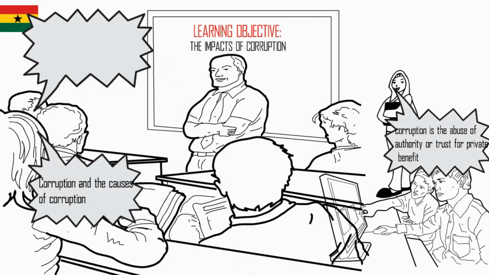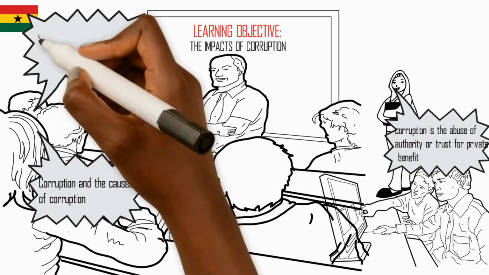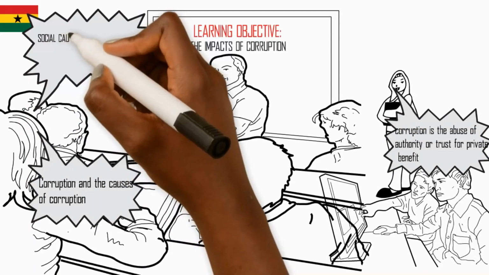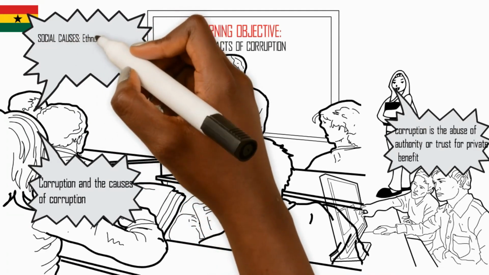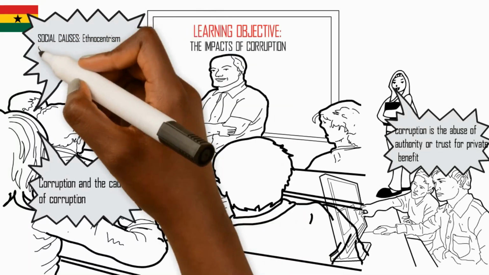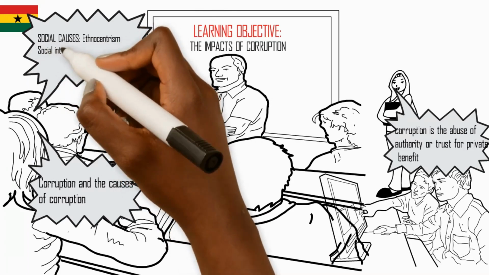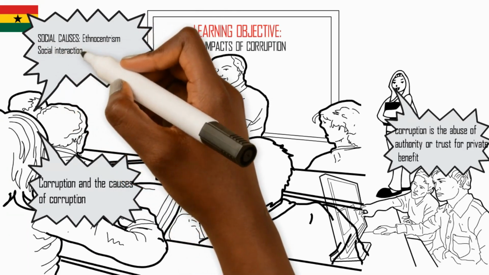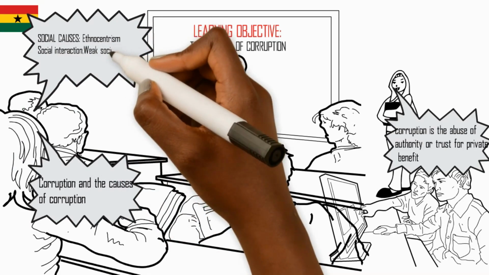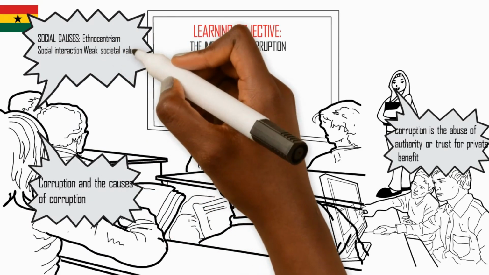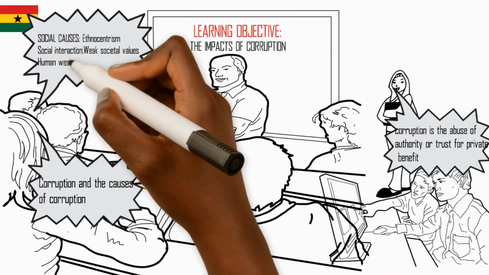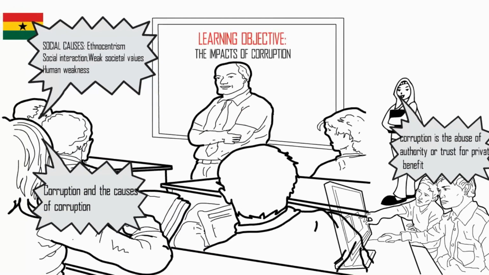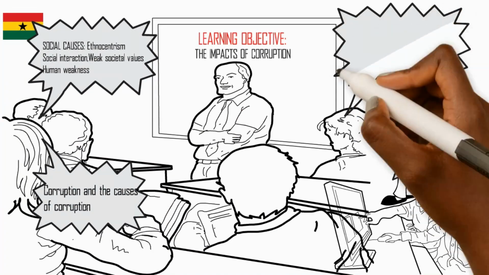Very good. Now, Dede, do you remember anything about the causes of corruption as discussed in our last meeting? Yes, sir. The causes of corruption can broadly be classified under 3 categories: the social causes, the economic causes, and the political causes. Examples of the social causes are promotion of ethnocentrism, social interaction, weak values in society, and human weakness. That is excellent, Dede. Bravo.